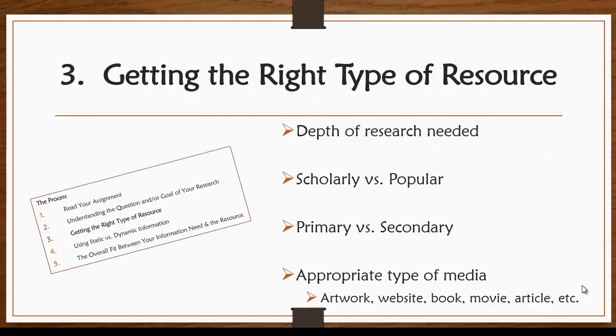This means that if you're going to be writing a 25-page paper, you will probably need a mix of books and articles, since you'll be going into more depth with your topic. Journal articles alone may not be thorough enough to allow you to flesh out your topic in detail.